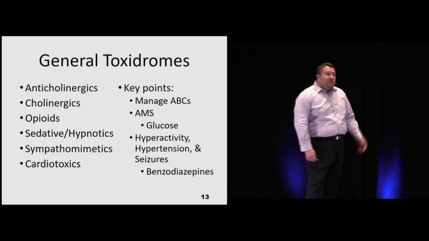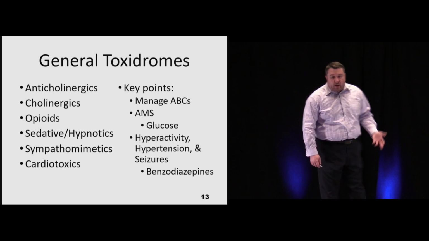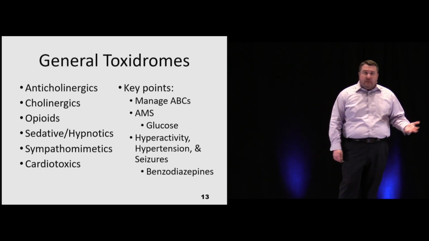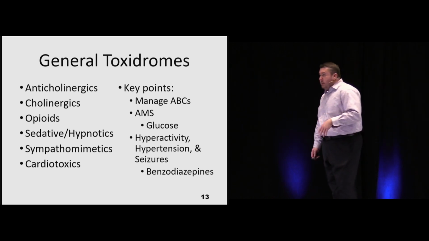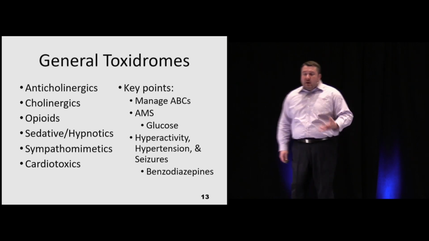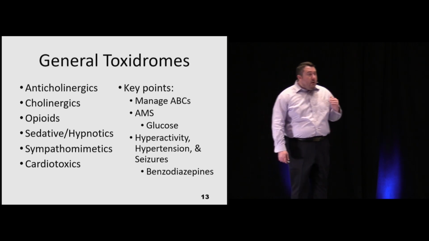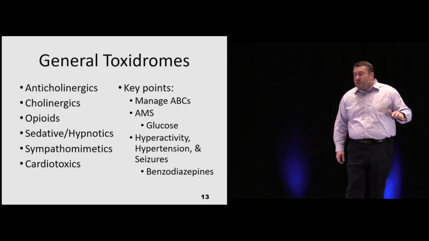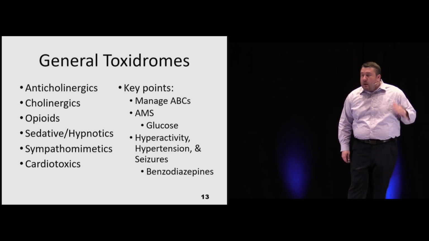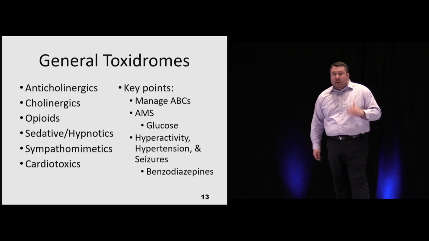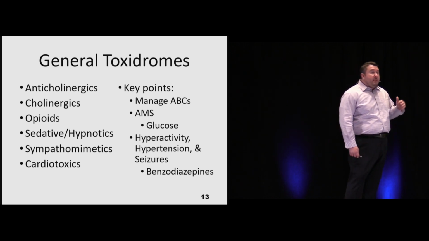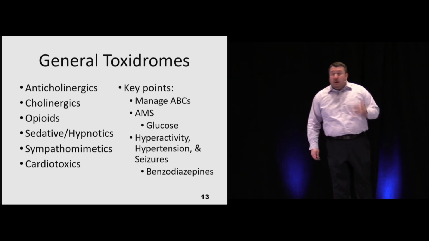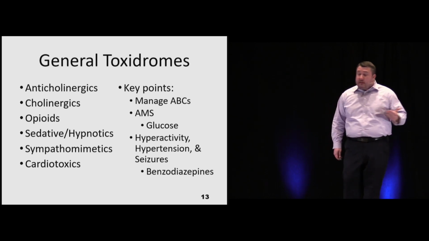So we talk about tox. We have a couple of general toxidromes we usually think about, like the anticholinergics. And we'll go through some of these. The cholinergics, definitely our opioids, our cardiotoxics. We generally approach the toxic patient: ABCs is always our priority, just like anything else. Any patient who's altered, make sure we get a glucose.